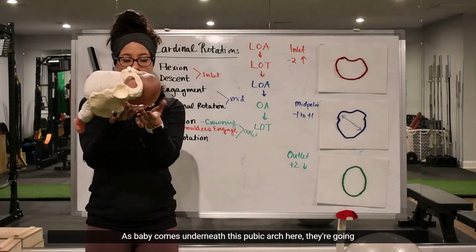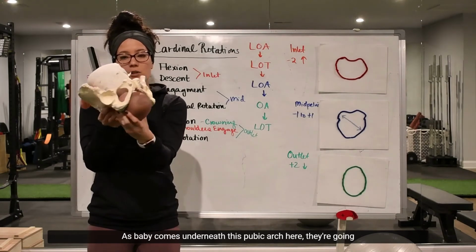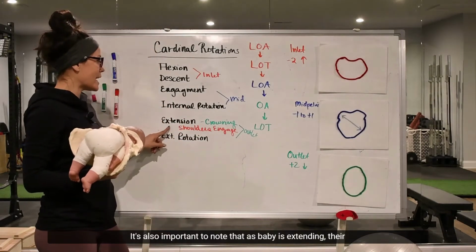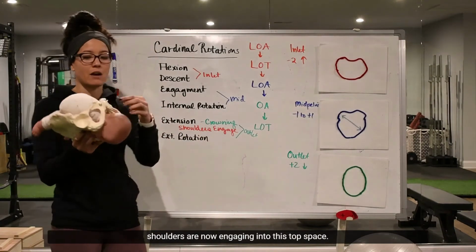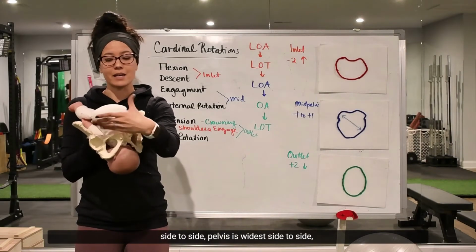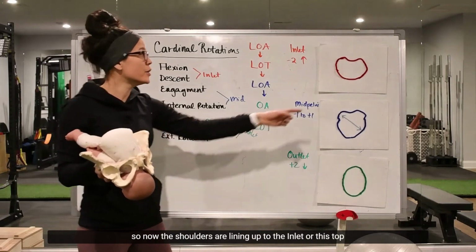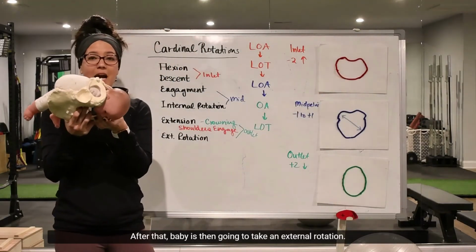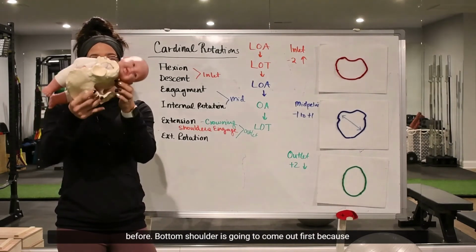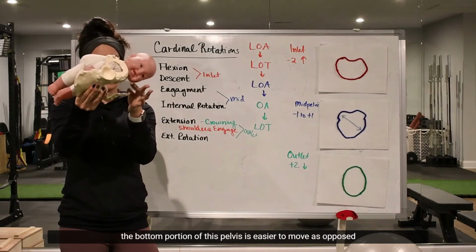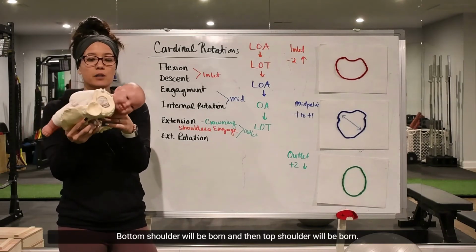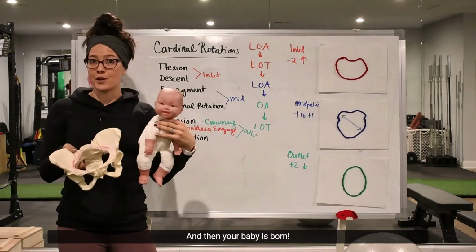As baby comes underneath this pubic arch here, they're going to begin to extend their head, and this is when baby's head is being born. It's also important to note that as baby is extending, their shoulders are now engaging into this top space. The shoulders are widest side to side, pelvis is widest side to side. So now the shoulders are lining up to the inlet, or this top portion here. After that, baby's then going to take an external rotation, so they're going to rotate back to where they were facing before. Bottom shoulder is going to come out first because the bottom portion of this pelvis is easier to move as opposed to the tissues on the top. So bottom shoulder will be born, and then top shoulder will be born, and then your baby is born.